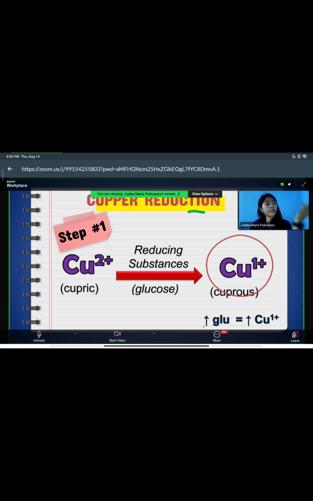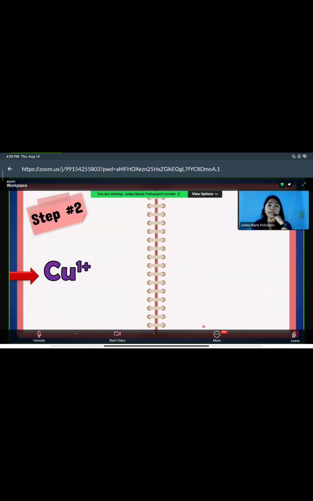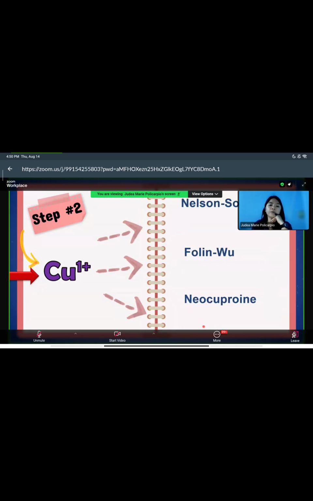We can make use of the Nelson-Somogyi. We can also make use of the Folin-Wu. At pwede rin tayong gumamit ng neocuproine na method. Laging tatandaan, recall question. Yang tatlong yan, they're all based on copper reduction. Ano lang ang differences nila, ma'am? Pare-parehas lang copper reduction ang principle ni Nelson-Somogyi, ni Folin-Wu at ni neocuproine. Ang difference lang nila ay yung reagent at yung syempre itsura ng positive result.